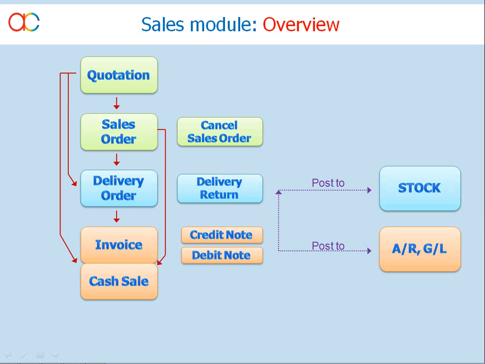Sales module is mainly used to generate sales documents such as quotation, sales order, delivery order, invoice, cash sales, debit note, and credit note. In AutoCount, sales module is fully integrated with stock, AR and GL modules, which means whenever relevant, transaction in sales module will automatically update the entries or reports in stock, AR and GL modules.